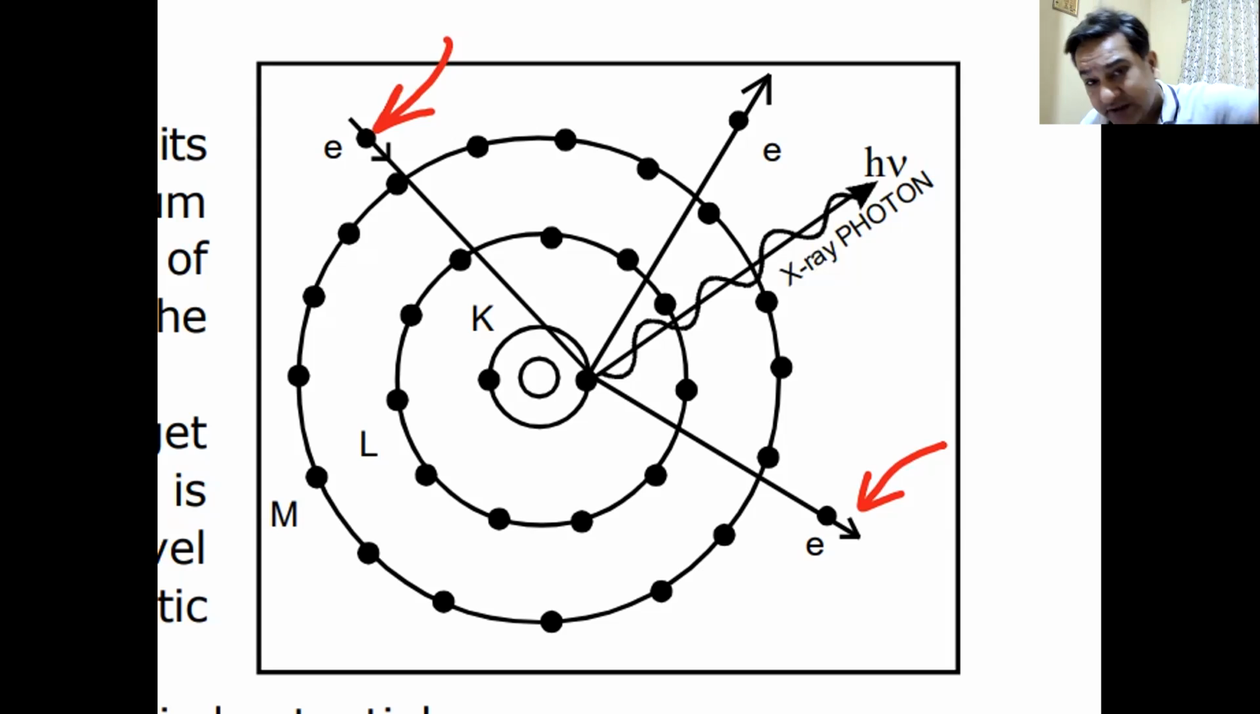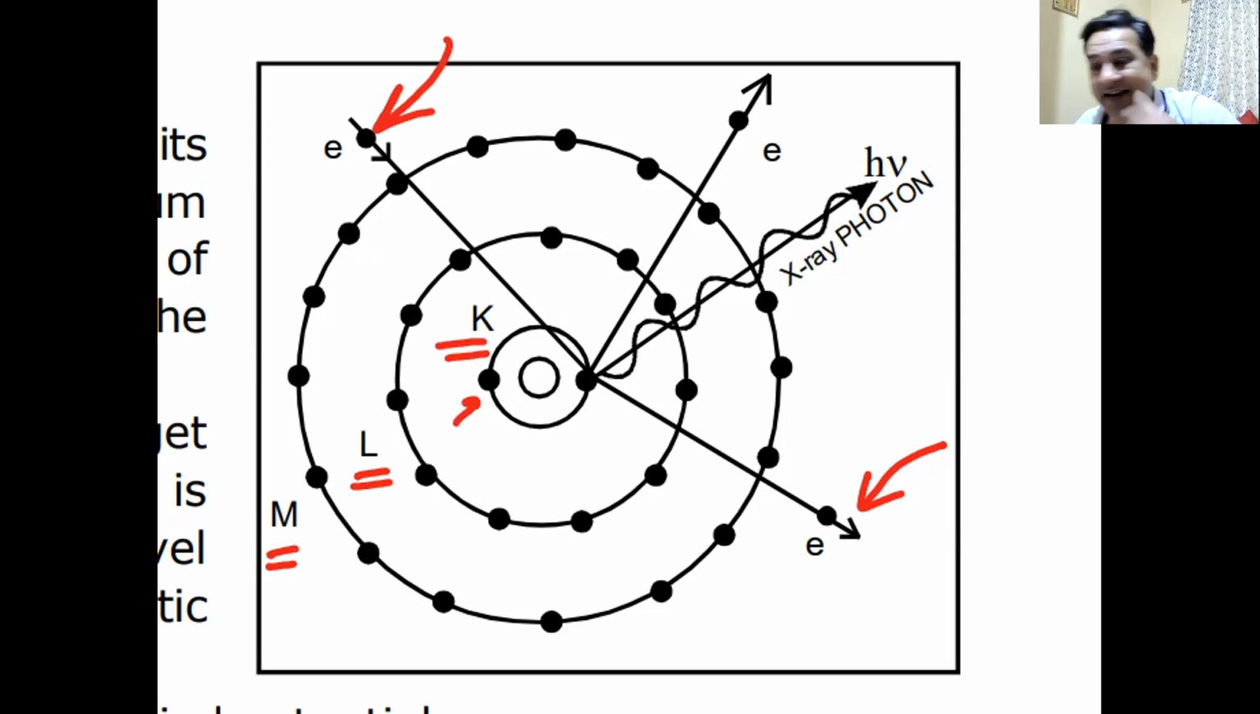What is the difference here? Again, the electron is striking and it is going out. But is it striking differently now? What is the difference? As you can see here, this is the K shell, this is the L shell, this is the M shell. All these shells have different electrons revolving in that shell. Yes or no?